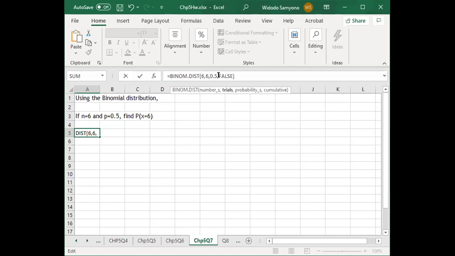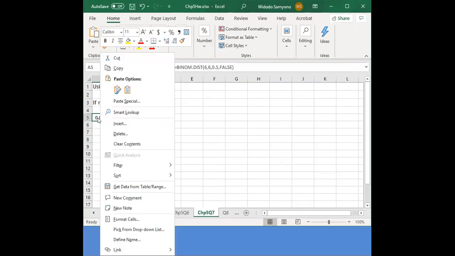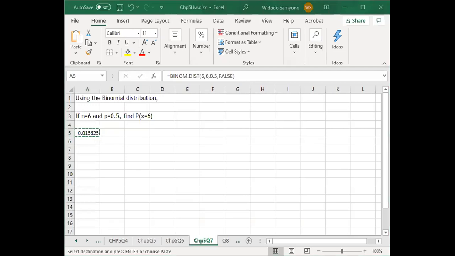Sometimes the problem is like this. And then the probability is 0.05, so you don't need to change that one. This is exactly, so you put false. So this will be the answer. Okay, so you can copy and paste it.